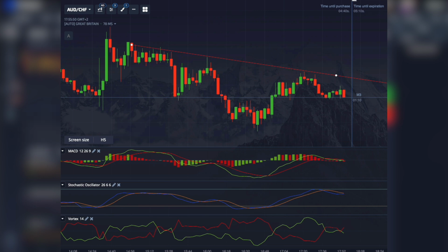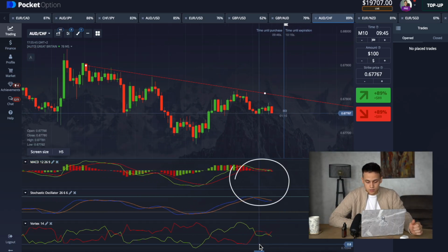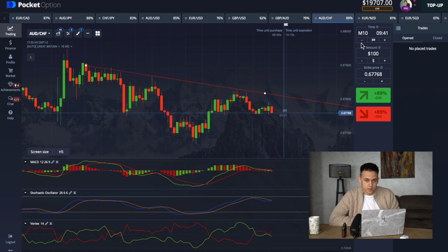In addition to this, I also notice this triangle pattern that indicates that the price will probably break this level of support. Then the MACD and stochastic also support our analysis, so I buy a put option that expires in 5 minutes.